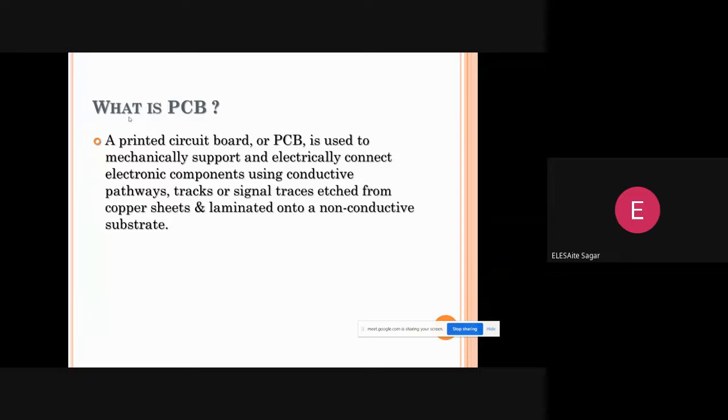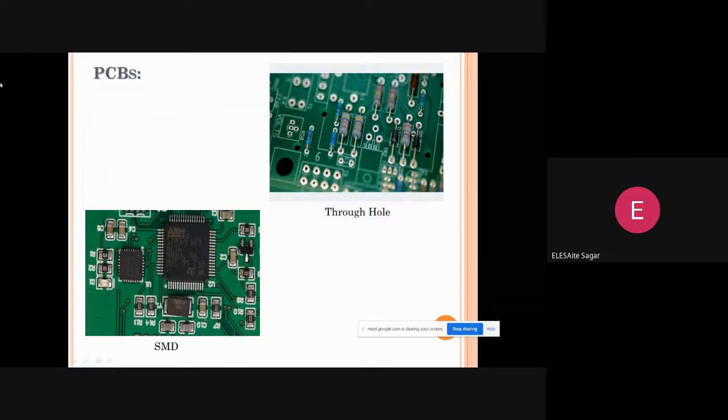A printed circuit board, or PCB, is used to mechanically support and electrically connect electronic components using conductive pathways, tracks or signal traces, etched from copper sheets and laminated onto a non-conductive substrate. We will see the PCB in the next slide. So these are the PCB.